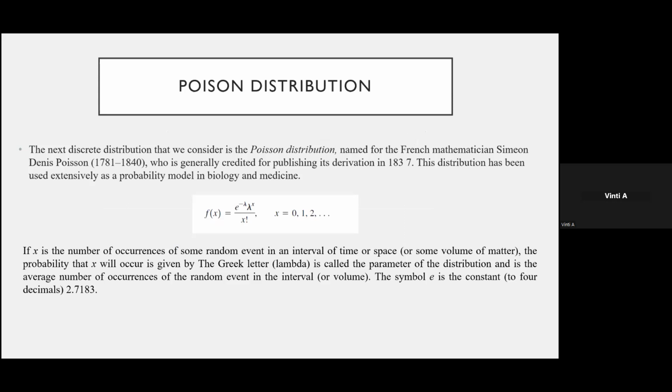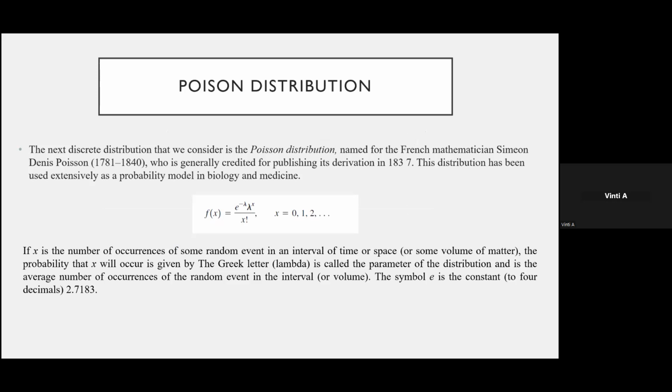Okay, so now let's look at Poisson distribution. The next discrete distribution that we consider is a Poisson distribution, named for the French mathematician Simeon Denis Poisson, who derived it in 1837. It has been used extensively as a probability model in biology and medicine. Here, this is the formula of the Poisson distribution.